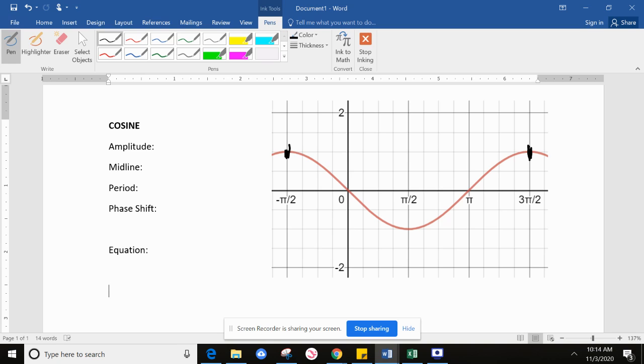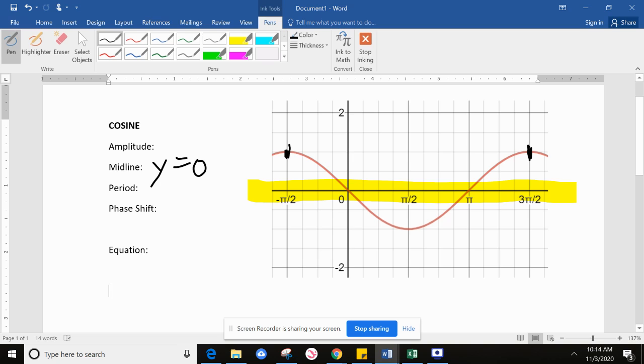So let's figure out these pieces that we need to know. We need to know what the amplitude is. And remember, that's just your distance from your midline. So let's find that first. Here's your midline. It is at 0, so the equation for that is going to be y equals 0. We are trying to write the equation for this line in the end.